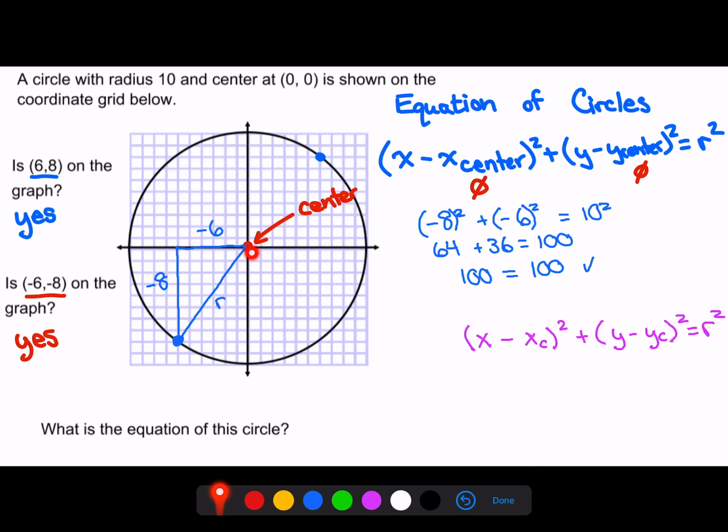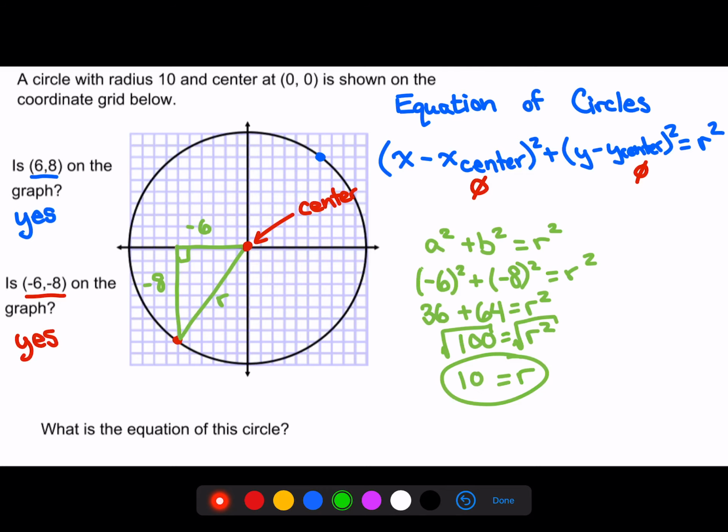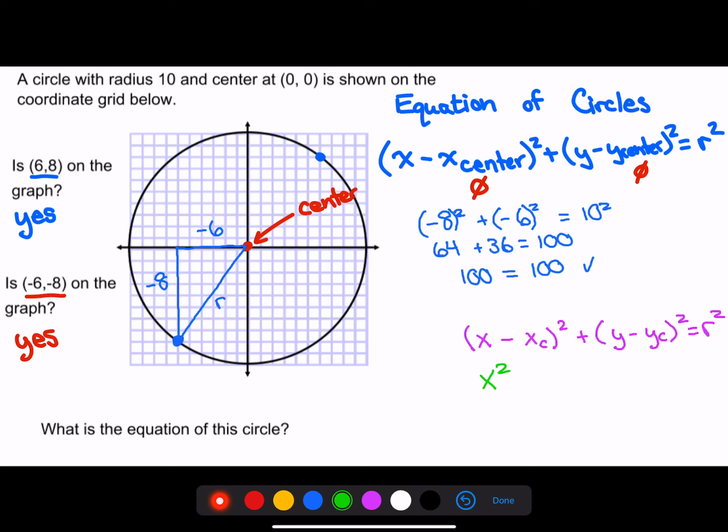It's at (0, 0). So the equation of this circle would be x squared, because if I plug in 0 for x sub c, x minus 0 is just x. So I'm left with x squared plus, same with y squared, since I plugged in 0 once again, equals our radius squared. Well, what's our radius here? In this case, it's 10, so 10 squared. So x squared plus y squared equals 100. This is the equation of this graphed circle here.